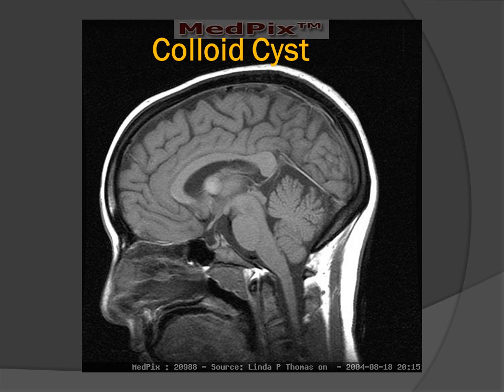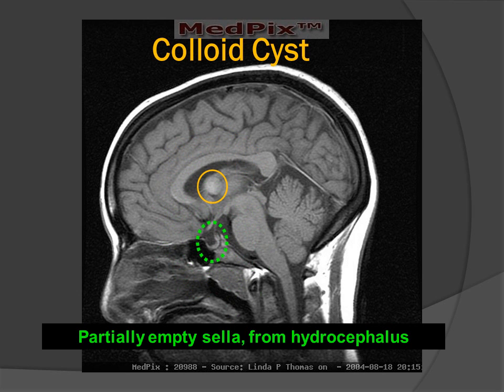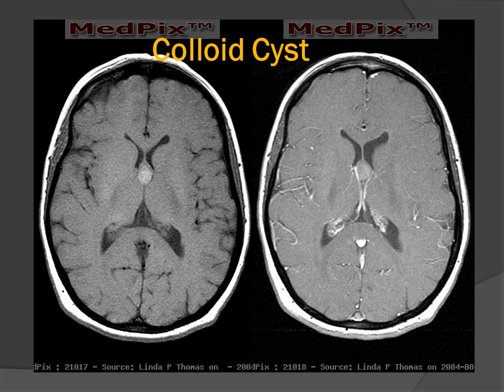This is another example of a somewhat larger and hyperintense colloid cyst, and we want to remember that these that are hyperintense are more likely to be associated with symptoms and perhaps with ventricular obstruction. This particular case was associated with a partially empty sella from intermittent increased intracranial pressure and hydrocephalus.